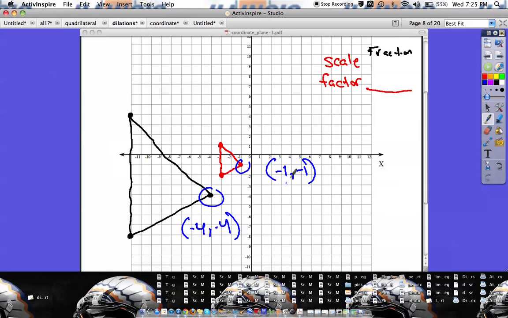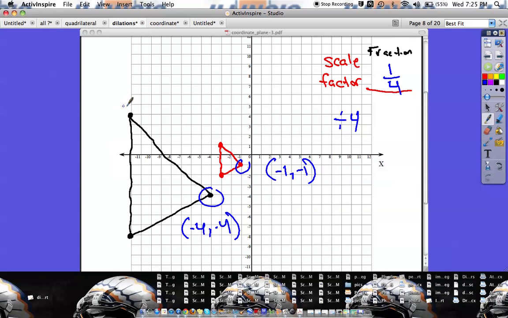Well, that's simple enough. Remember, the black shape's the original one. To go from here to here, we're going to have to divide by 4. So that's like dividing by 4. -4 divided by 4 is -1. -4 divided by 4 is -1. Now, when we're doing scale factors, we're not doing division problems. We're only doing multiplication problems. So remember, dividing by 4 would be the same thing as multiplying by 1/4 or finding a fourth of something.